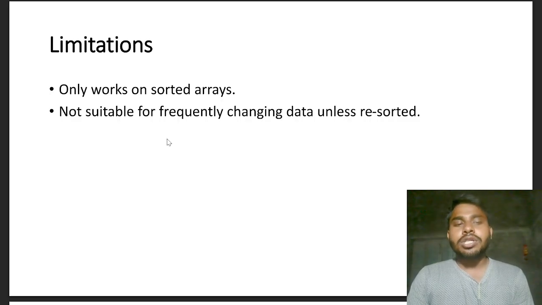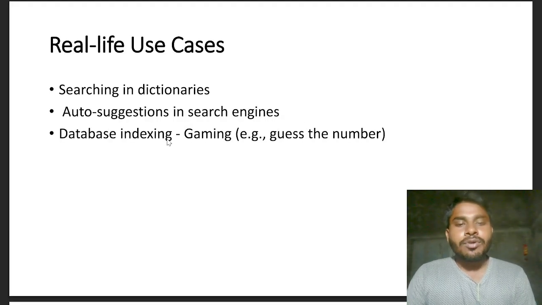The first and most important limitation is that binary search only works on a sorted array. The next limitation is that binary search is not very suitable for frequently changing data unless it is re-sorted. So if the data is dynamic in nature, meaning it is frequently changing, in that case binary search is not that efficient. So yeah, that's all about binary search.